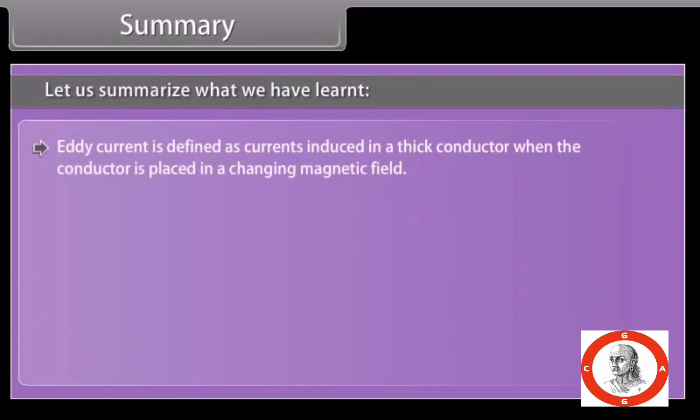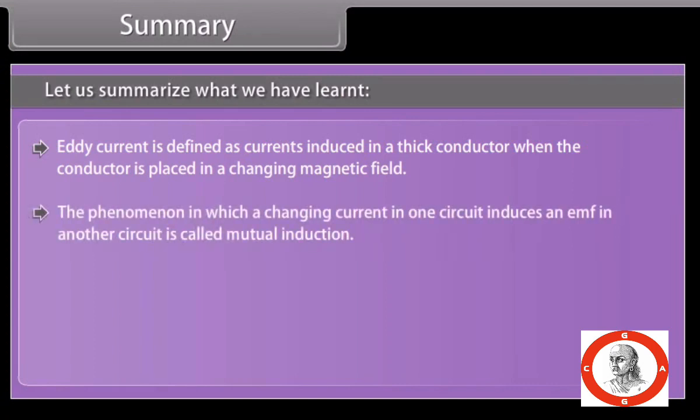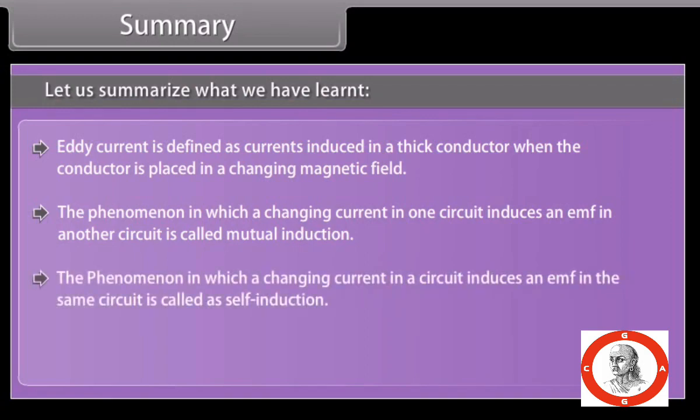Eddy current is defined as currents induced in a thick conductor when the conductor is placed in a changing magnetic field. The phenomenon in which a changing current in one circuit induces an EMF in another circuit is called mutual induction. The phenomenon in which a changing current in a circuit induces an EMF in the same circuit is called self-induction.